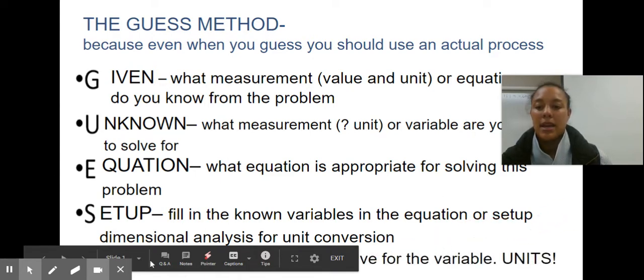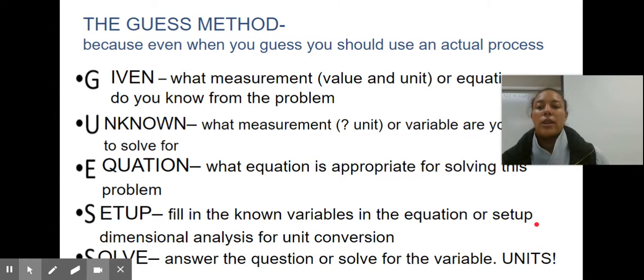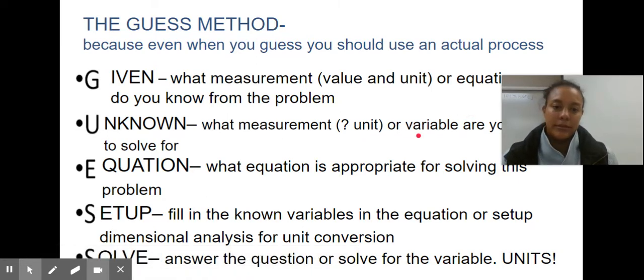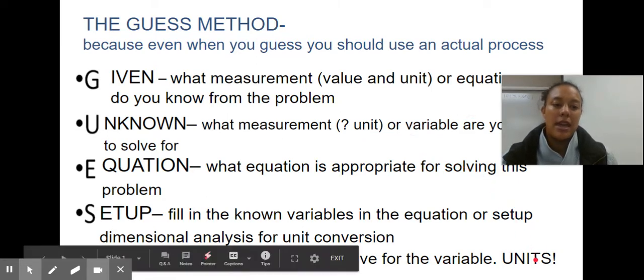And then the last step is solve. So when you solve your equation, you're obviously listing your answer, but you need to make sure that you include your final units in your solution. That is a big thing that people forget to do. And that's why I mentioned it up above here in the unknown. When we're trying to figure out that final unit early on, it makes it a lot easier in the end.